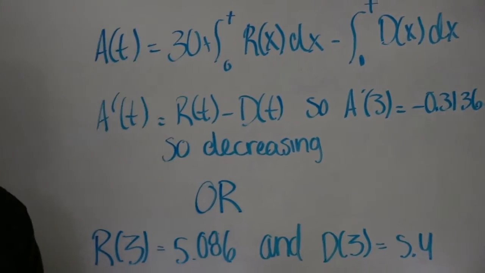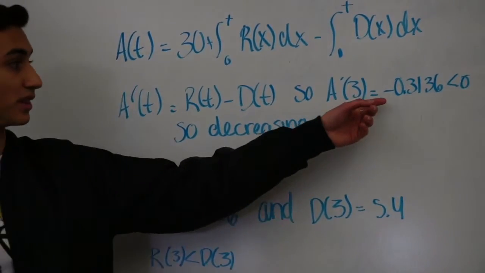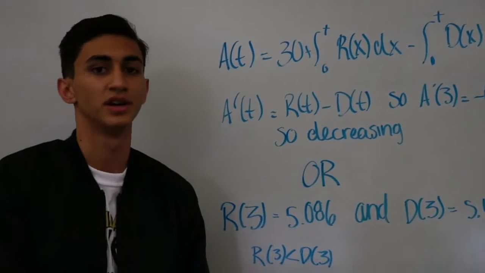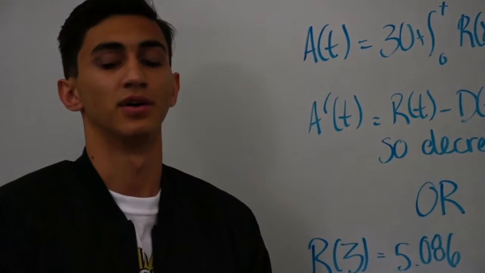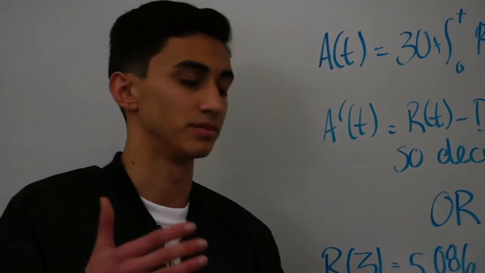So we're looking at time t equals 3 hours. So then we're going to plug 3 into A prime, and we end up with negative 0.3136. Now this value is less than 0, so therefore we can conclude that the water is decreasing at time equals 3 hours. The rate of water is decreasing.